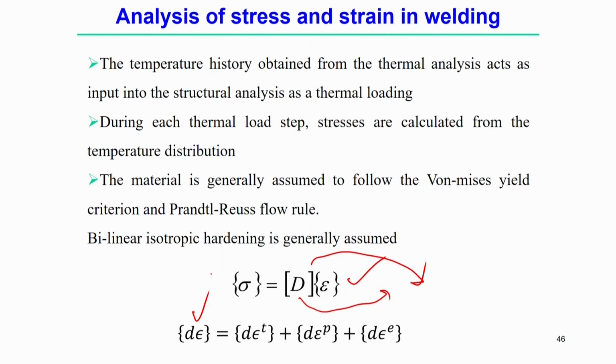We divide the total strain into very small components, that means incremental d epsilon, and that d epsilon consists of all three components. In the welding process mainly the thermal load is applied, so thermal strain is generated. So this is the thermal strain in incremental mode, the plastic strain, and the elastic strain component. In each and every increment we assume this, then we update the stress value and the distortion value as well as the strain value in each step.